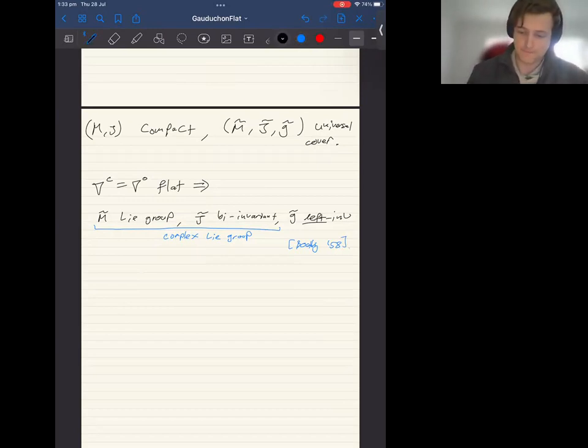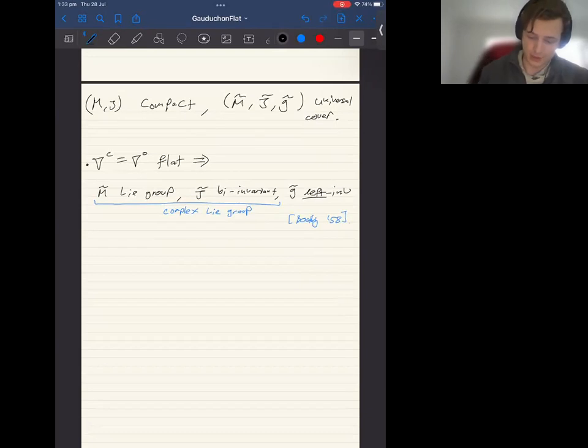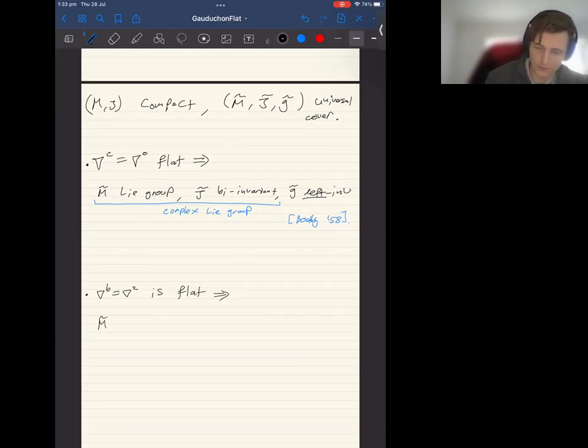So that's for the Chern connection. You can get a similar result for the Bismut connection. So if the Bismut is flat, then what do we get? Well, again, we actually get that the universal cover is a Lie group. The lift of J is now no longer bi-invariant necessarily, it's left invariant. But now the metric g is bi-invariant.